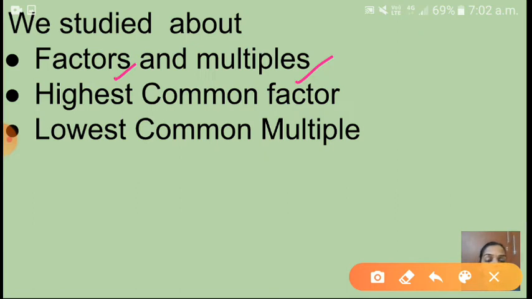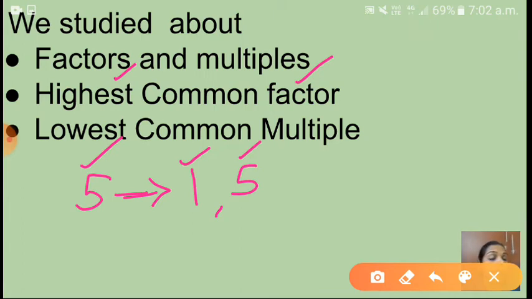Now I will give one number, 5. You have to give me the answer. 5. Can you say children, what are the factors? Write the factors of 5. What do you have to write? 1 and 5. Isn't it children? That means in which table this 5 will come as a multiple, we have to see. Those numbers are the factors of 5. Okay. So the factors of 5 are 1 and 5.